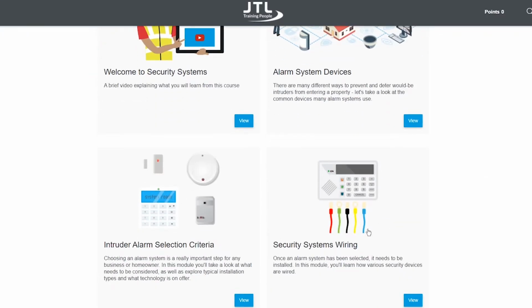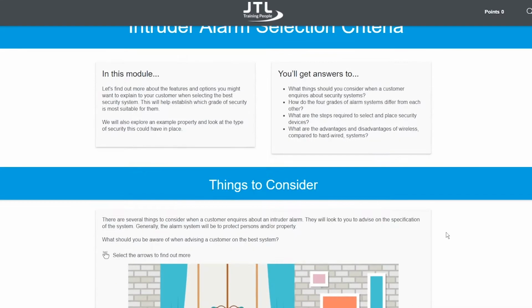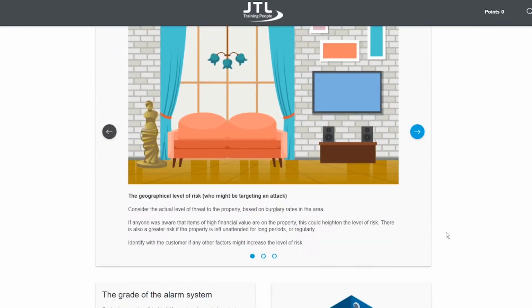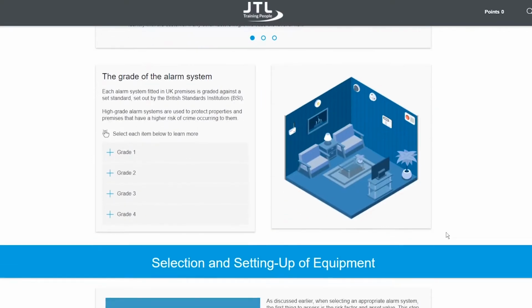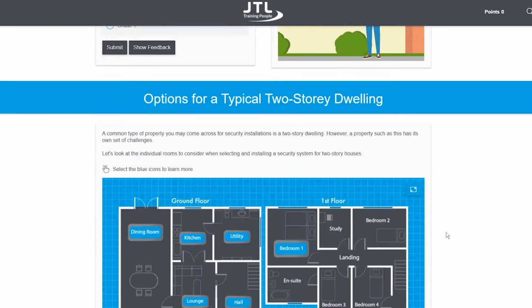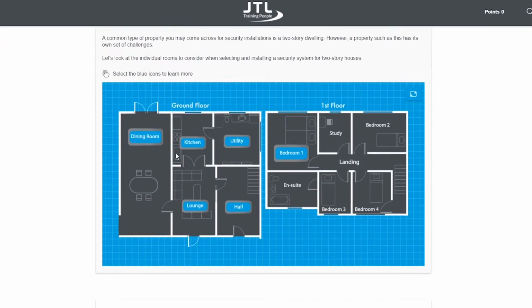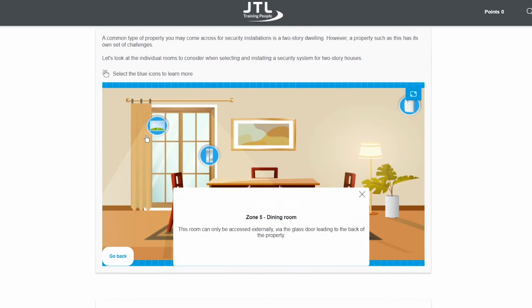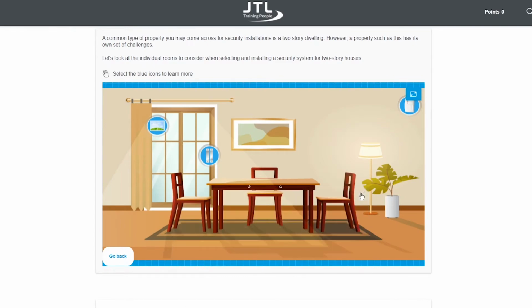After completing this course, you'll have a clearer understanding of the system types, the components, and the wiring configurations typically used for installing security systems. You will also look at some of the standards and definitions required for security systems.